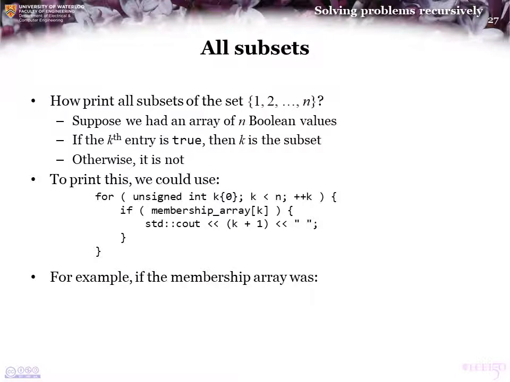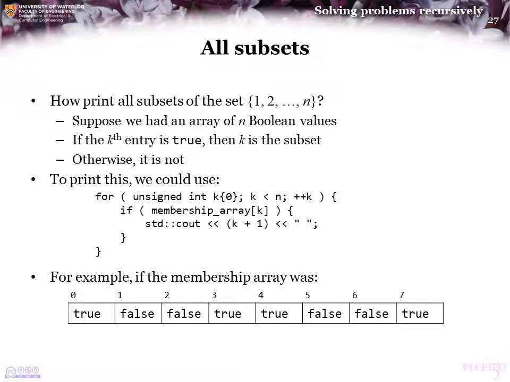So, for example, suppose our membership array was the following. Here indices 0, 3, 4, and 7 are true, and therefore this represents the first, fourth, fifth, and eighth entries. Therefore, if we were to print this out, we would see an output as follows. This represents the subset of entries 1, 4, 5, and 8 of the set 1 through 8.